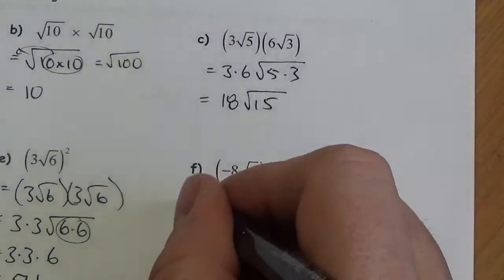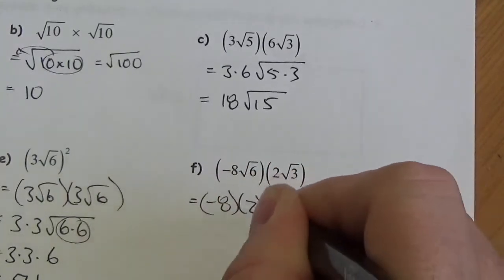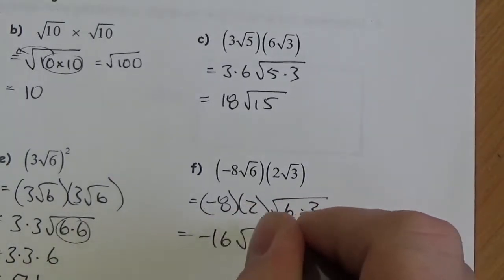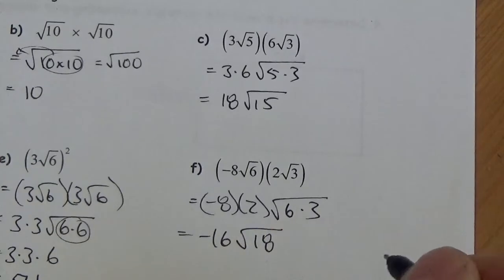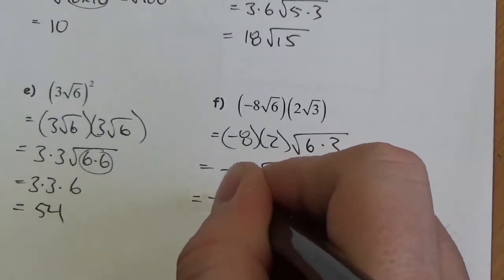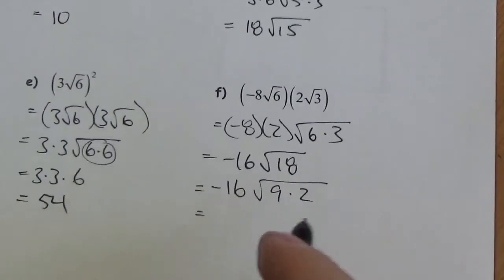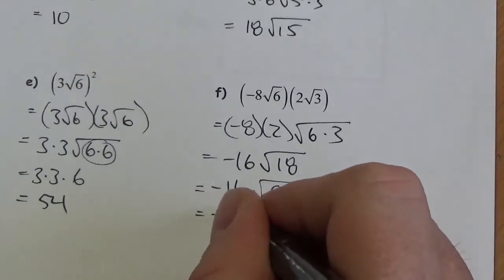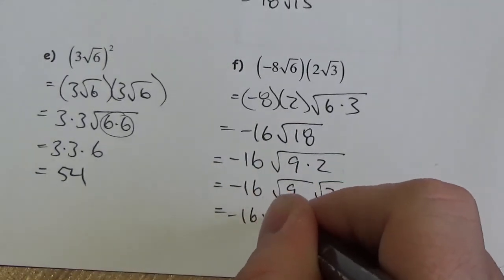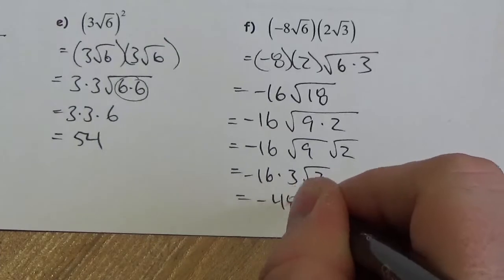And then finally over here, negative 8 root 6 times 2 root 3. Well, it's going to be negative 8 times 2, square root of 6 times 3. Okay, well, negative 8 times 2 is going to be negative 16, and 6 times 3 is 18. Now, I didn't see it right away here, but I recognize 18. I know that 18 can be simplified. That's the same as, let's say, 9 times 2. 9 is the largest perfect square that's a factor of 18. So I can split that up like that, and I know that the square root of 9 is 3. And then negative 16 times 3 is going to be negative 48 root 2.